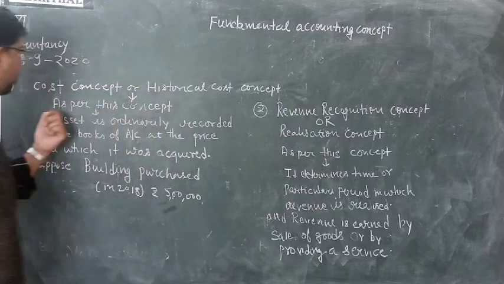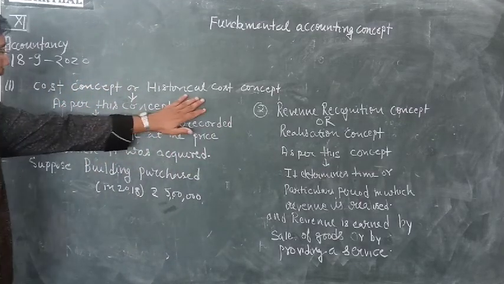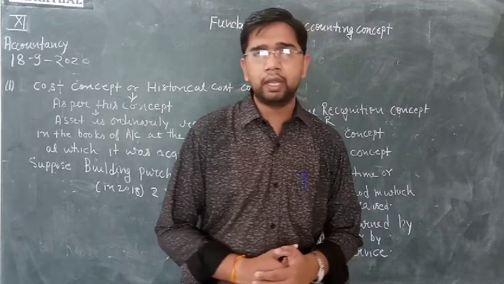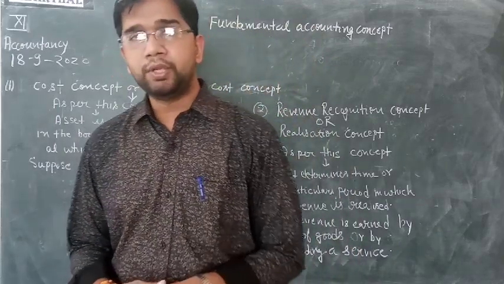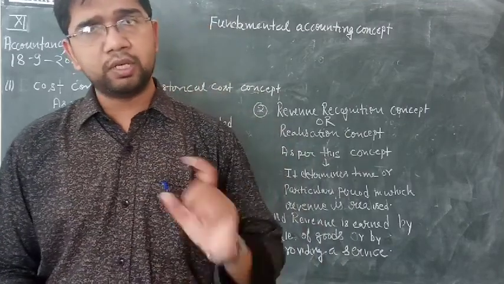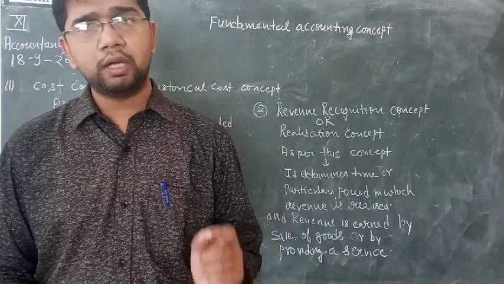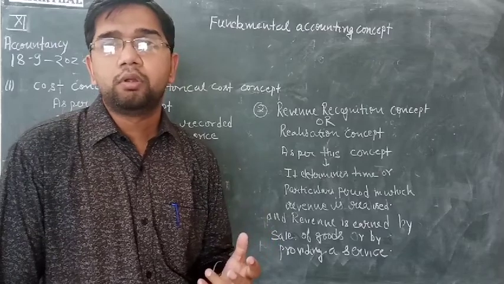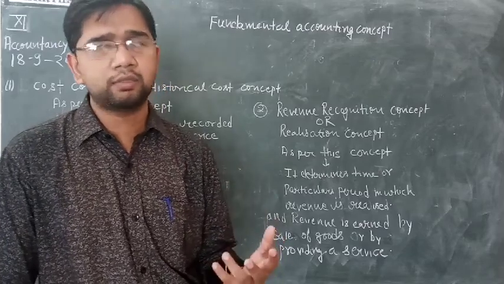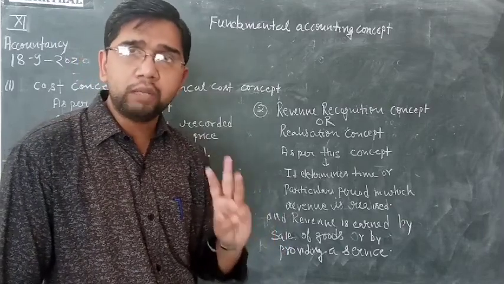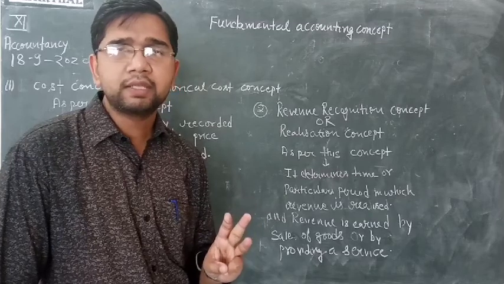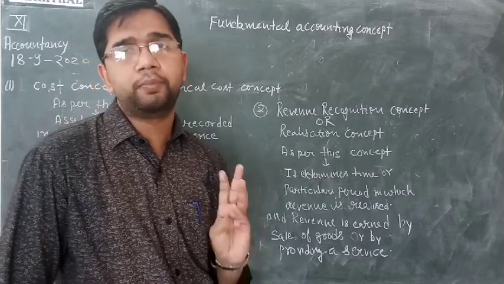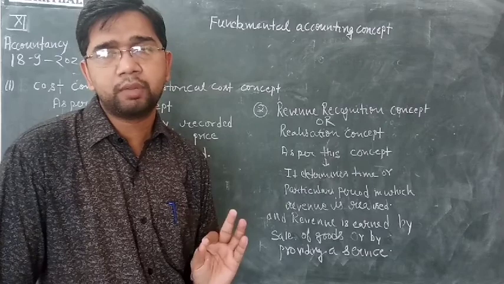So the cost concept and historical cost concept, and second, revenue recognition concept or realization concept. First concept, business entity concept, clear. Business and businessman are different entities, clear. It's totally distinct from owners, suppliers, management, debtors, clear. And three basic forms as a separate entity: sole proprietorship, partnership firm or company. Second, money measurement concept.